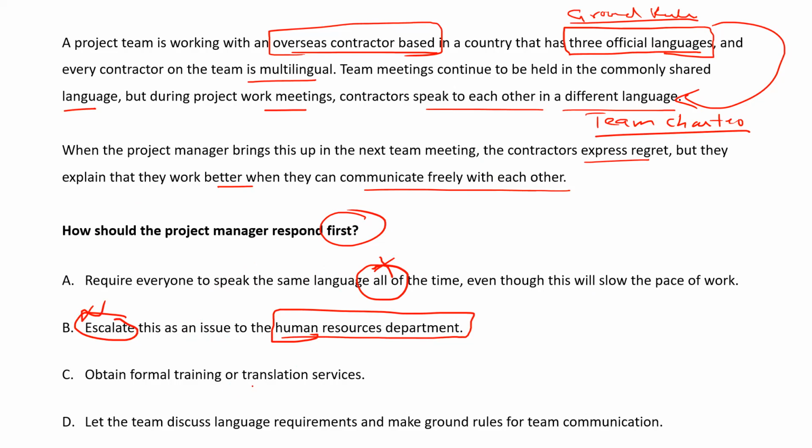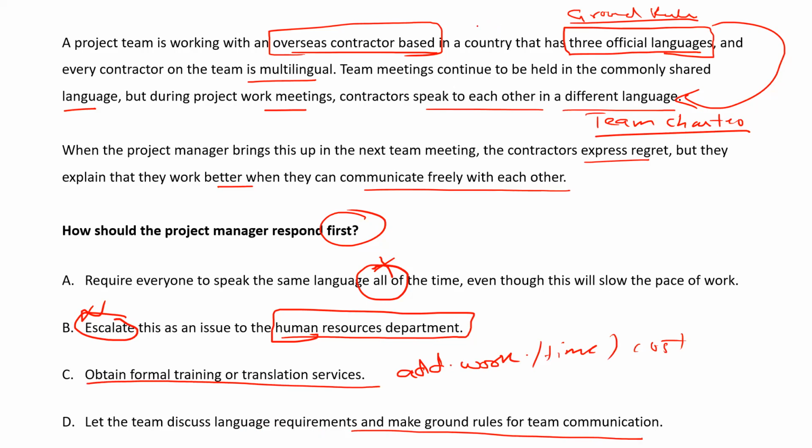Obtain formal training or translation services. Additional work, which means time, which means cost. Let the team discuss language requirements and make ground rules for the team. I told you, look, even if I didn't know what was written, you can find it here.